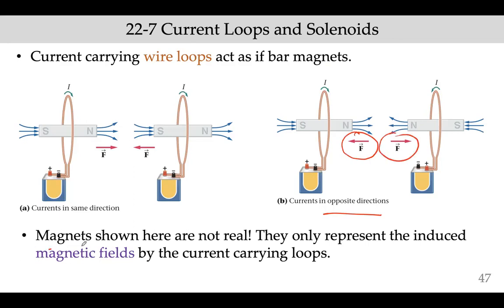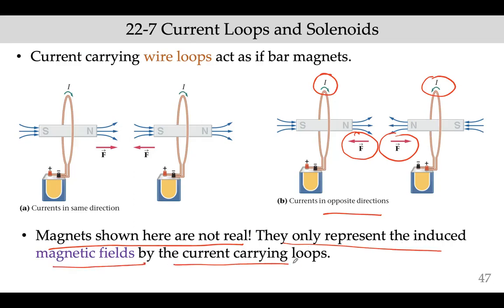So once more, the magnets shown here are not real, so there are no magnets. They are only drawn just to show the direction of the magnetic field lines created by these currents. So they only represent the induced magnetic fields by the current carrying loops.